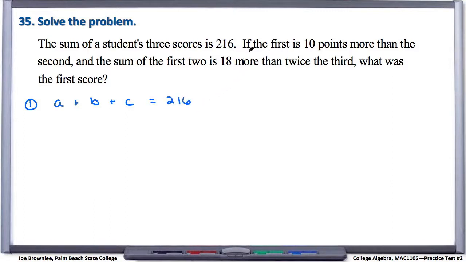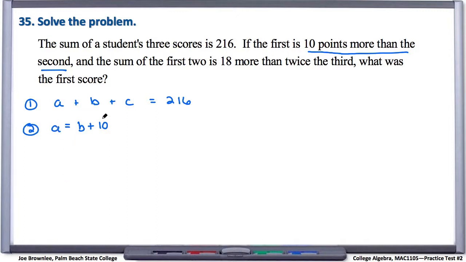All right, and the second sentence here, or at least the first half of the second sentence, tells us if the first is 10 points more than the second. So equation 2: recall we're letting the first score be represented by A. So if the first is 10 points more than the second, all right, we don't know what the second score is. All we know is that it's 10 points more than the second, and again, we're letting the second score be represented by B. So 10 points more than the second is what the first score is.